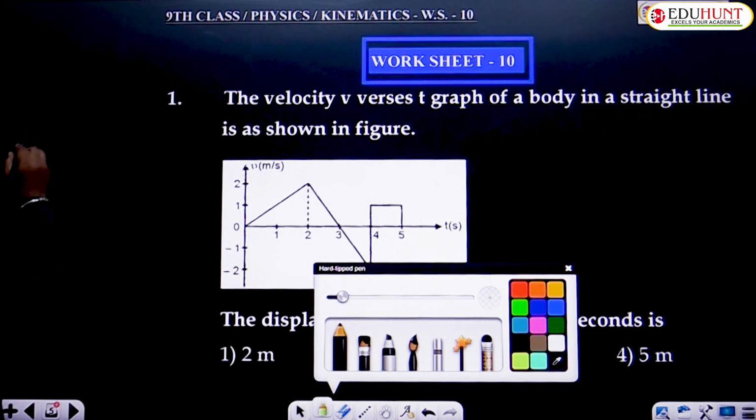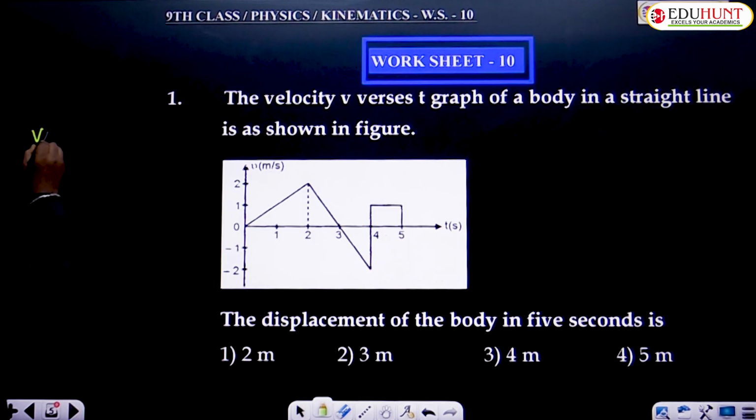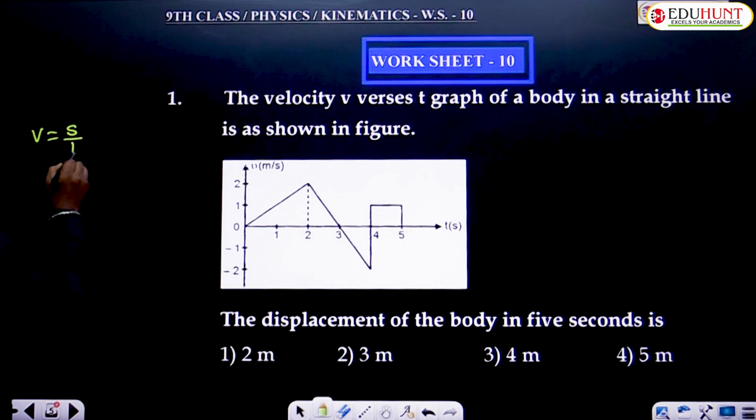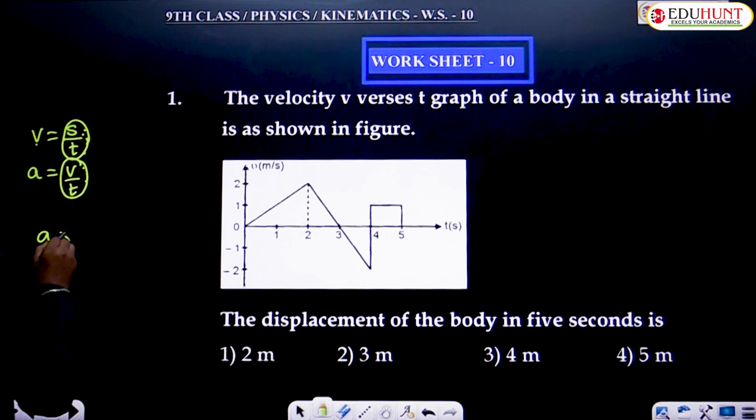What we know is that velocity equals displacement by time and acceleration equals velocity by time. Whenever we observe this kind of fraction or ratio, it indicates the slope. That means the slope of displacement time graph gives velocity and the slope of velocity time graph gives acceleration. Similarly, we also know that acceleration into time gives velocity.